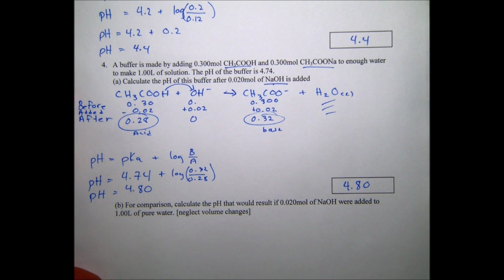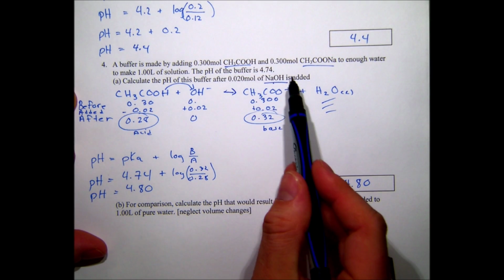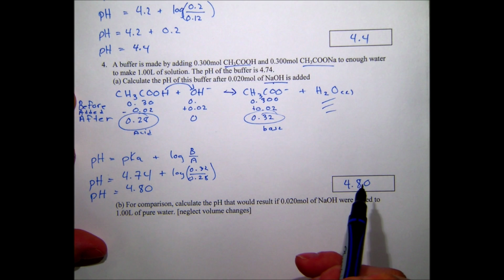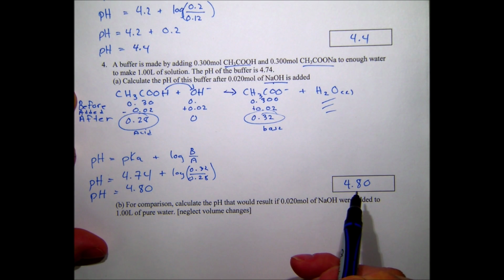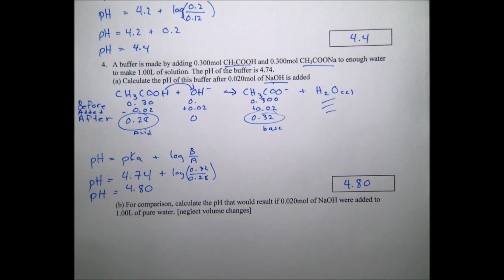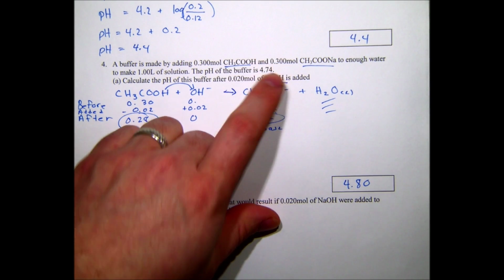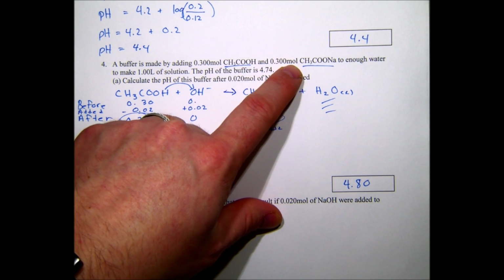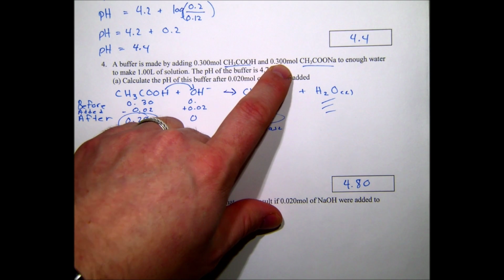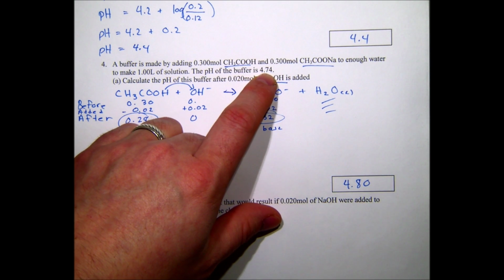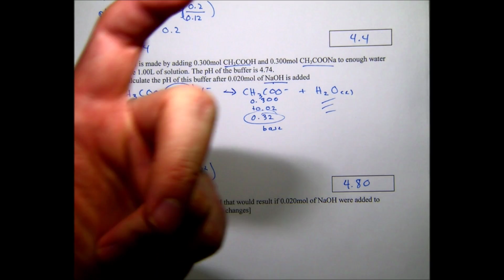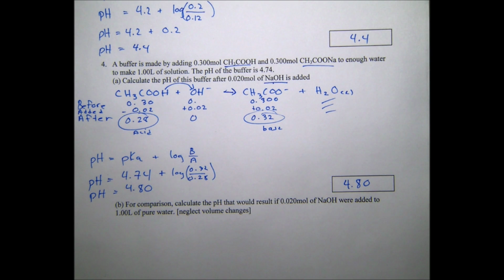And that makes sense because we've added a base. The pH was 4.74, meaning the pH has increased. And one of the things that's really helpful here is if you recognize that the amount of acid and base is equal, when that is true, when the acid and base are equal, the pH is equal to the pKa. So without even looking up the Ka for acetic acid, we knew what the pKa was.